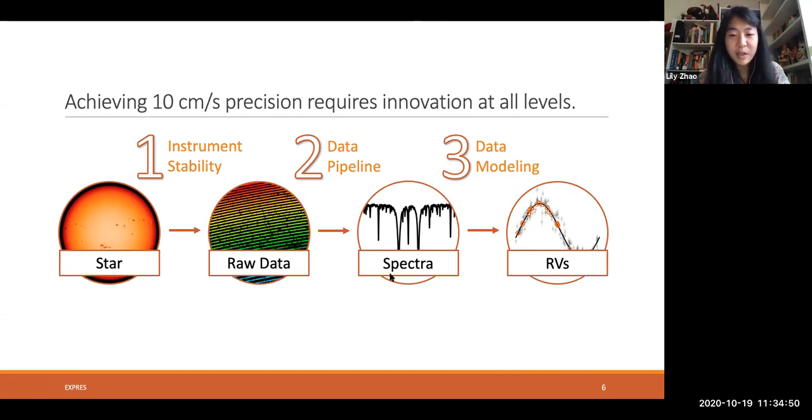And then once we have the spectra, we need to model the data in different ways so that we can get RV shifts from the spectra that are from the star and the star alone, and even better from a planet rather than any features on the star itself.